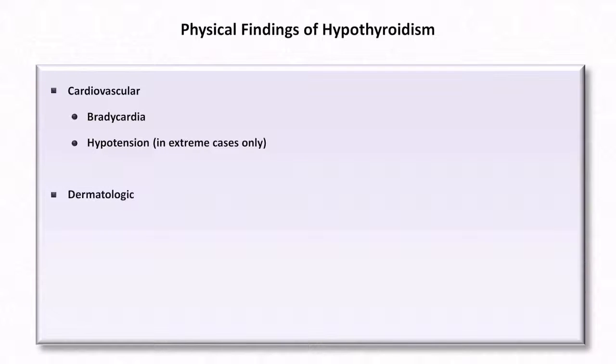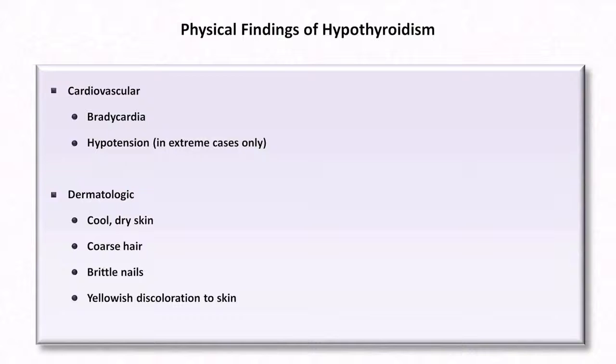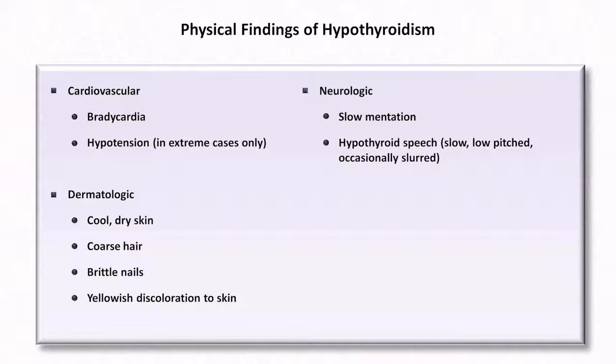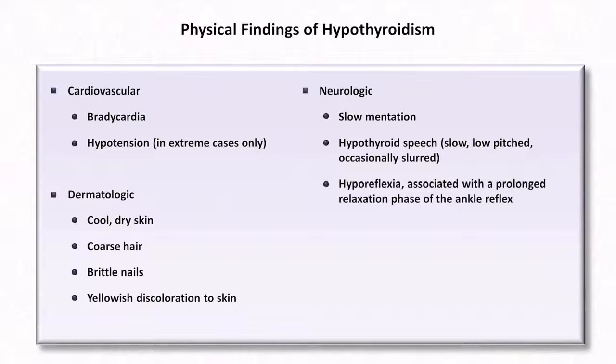Regarding the dermatologic exam, their skin is often cool and dry, with coarse hair, brittle nails, and rarely a yellowish discoloration to the skin. This discoloration is thought to be secondary to decreased conversion of beta-carotene to retinol, with subsequent hypercarotenemia. Hypothyroid patients frequently have neurologic findings, specifically slow mentation, hypothyroid speech, which is characterized by slow, low-pitched, and occasionally slurred speech, which is partly a consequence of the deposition of mucinous material within the vocal cords, and hyporeflexia, which is associated with a prolonged relaxation phase of the ankle reflex.